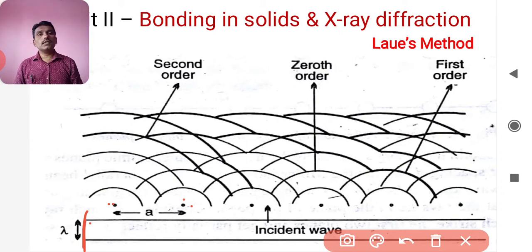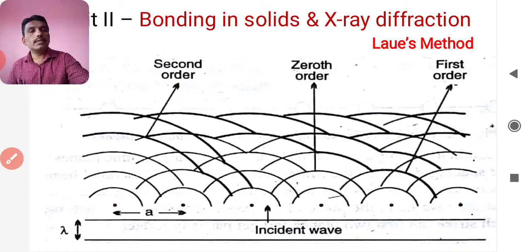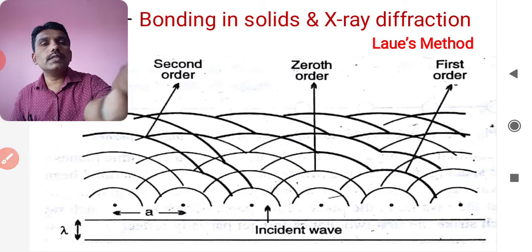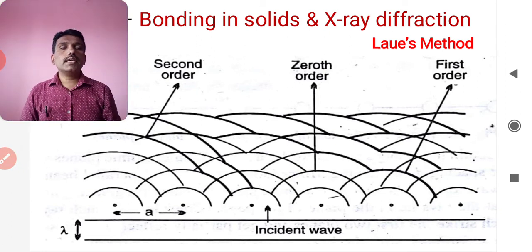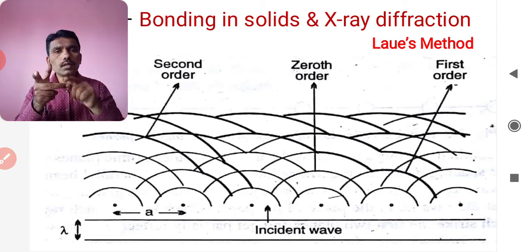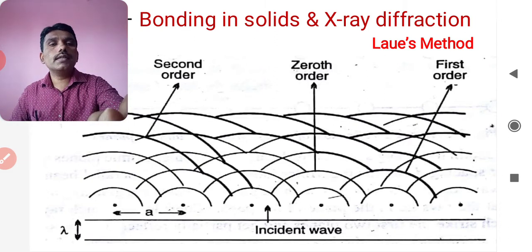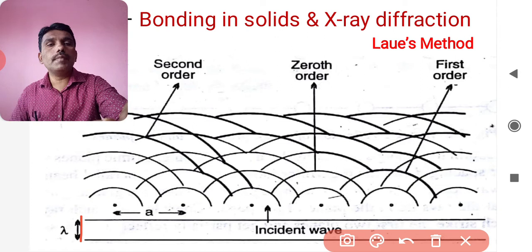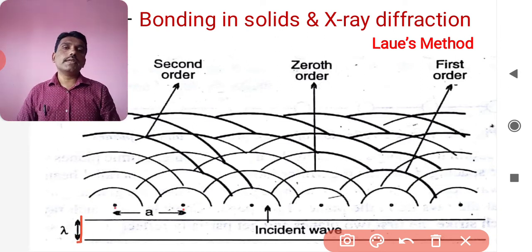As far as the three-dimensional case where the atom is concerned, we are aware that a solid is always three-dimensional, and in this case where the layers are there, the path difference between these layers is given by lambda. The interatomic distance, the distance between these atoms, is given by a small a.